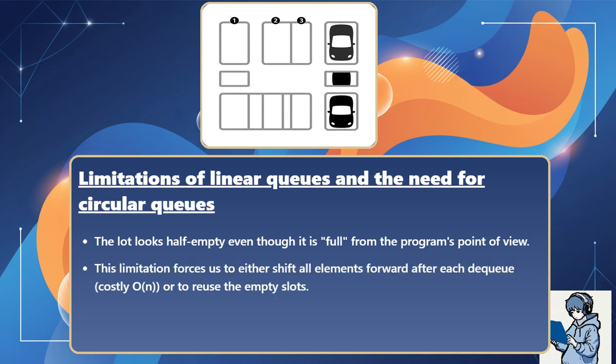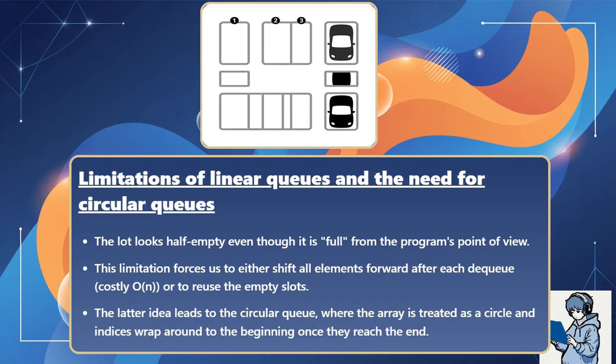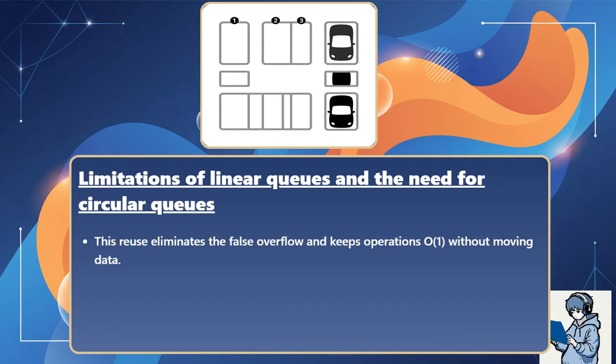This limitation forces us to either shift all elements forward after each dequeue, which is costly, big O of n, or to reuse the empty slots. The latter idea leads to the circular queue, where the array is treated as a circle and indices wrap around to the beginning once they reach the end. This reuse eliminates the false overflow and keeps operations big O of 1 without moving data.